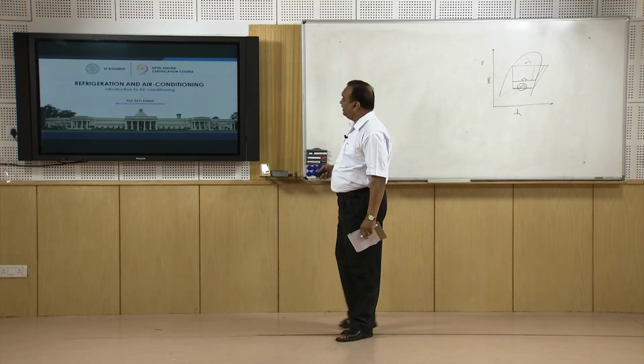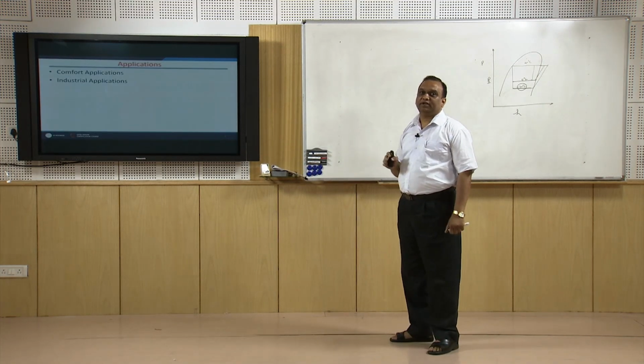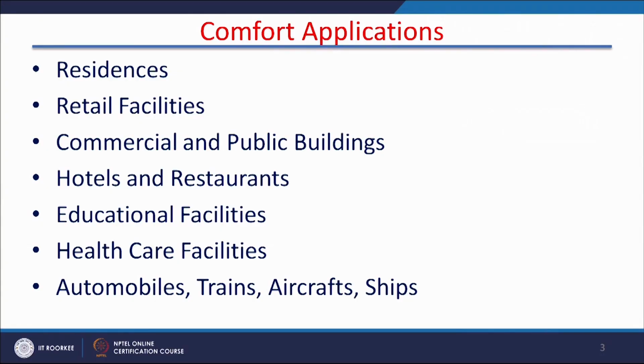Now, there are a number of applications of air conditioning systems. Not only for comfort, it has immense industrial application also. For comfort applications, ACs are used in residences, as all of us know. Retail facilities: if you go to the market, you will find that in a number of shops they are using air conditioners. Commercial and public buildings, hotels and restaurants: most of the restaurants are air conditioned, and rooms in hotels are also air conditioned. Educational facilities: part of the schools and colleges are also under controlled environment. Healthcare facilities: nowadays hospitals are also air conditioned.